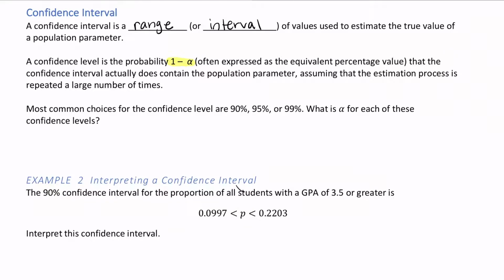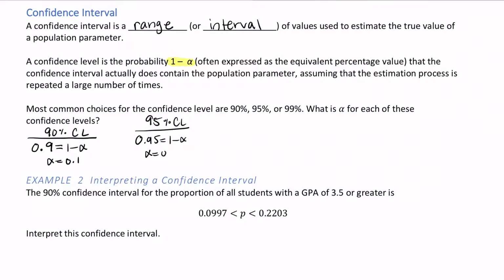Most common choices for confidence level are 90%, 95%, or 99%. What is alpha for each of these confidence levels? So for a 90% confidence level, we'd have 90% as a decimal is equal to 1 minus alpha. So alpha equals 1/10. Similarly, for a 95% confidence level, alpha equals 0.05. And for a 99% confidence level, alpha would equal just 1/100.